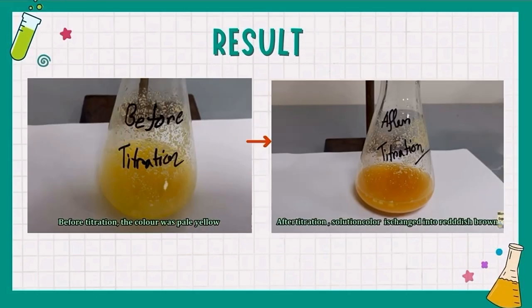The result is the solution in conical flask before the titration is pale yellow color, but after the titration, pale yellow color turned to the reddish brown color.